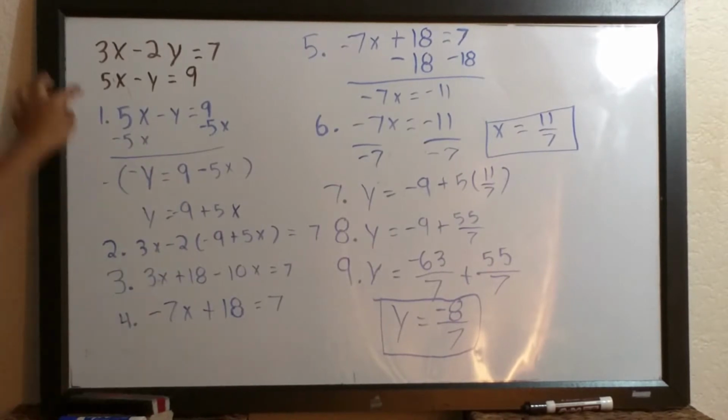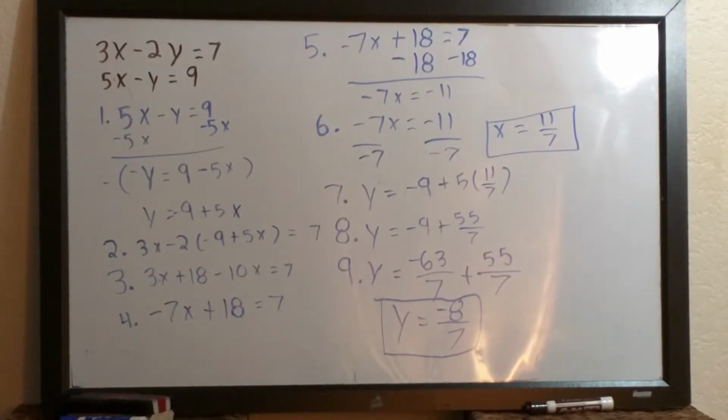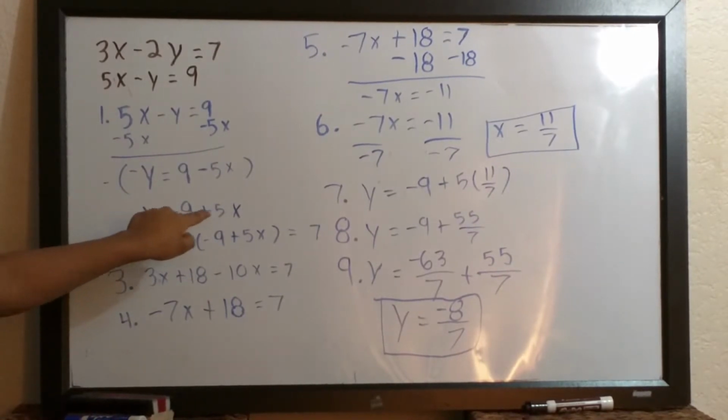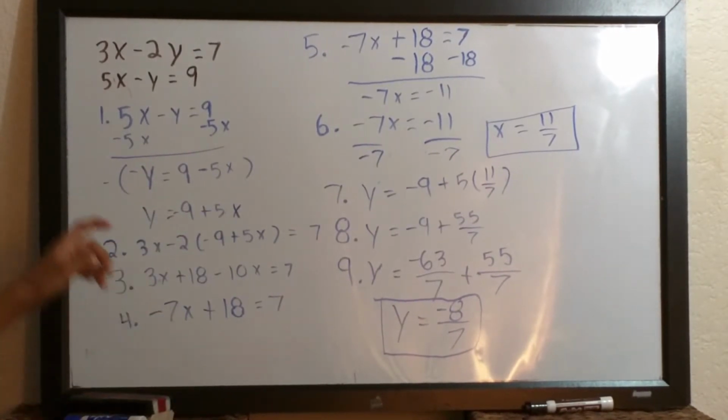Our final problem is 3x minus 2y equals 7 and 5x minus y equals 9. So what you do first is subtract 5x from both sides. Then you have negative y equals 9 minus 5x. Then you multiply it by negative 1 and you get y equals negative 9 plus 5x. Step 2 is to substitute negative 9 plus 5x into 3x minus 2y equals 7.